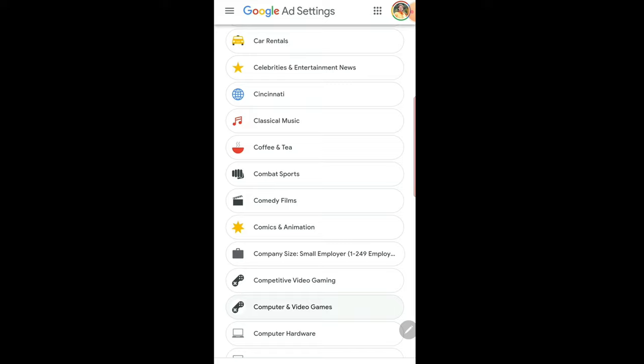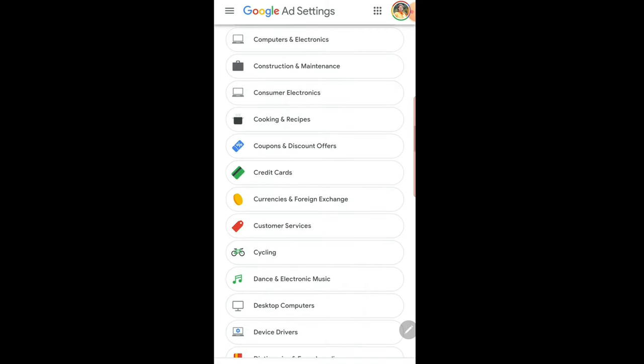And computer hardware. Yeah, why not? I'm always doing research into laptops and the bits of hardware that go into computers. Top of the page, computers and electronics. Construction and maintenance.